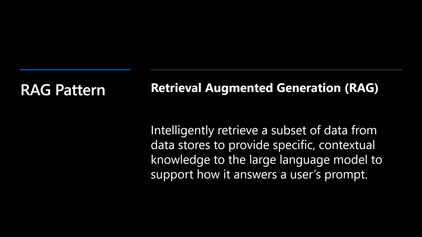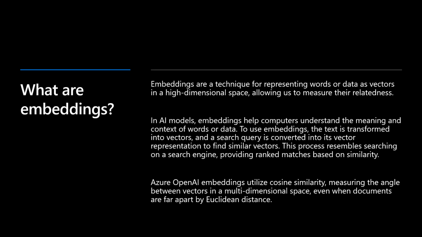For our solution, we're going to employ a different method of indexing and search called a vector search that is based upon something called embeddings. Before we go much further, it's important to explain what embeddings are. Embeddings are a method of representing words or data as vectors in a high-dimensional space. Vectors are mathematical entities that resemble arrows having both direction and length.